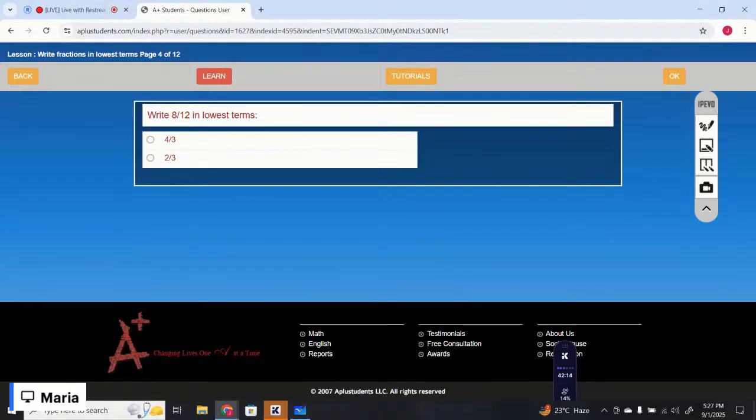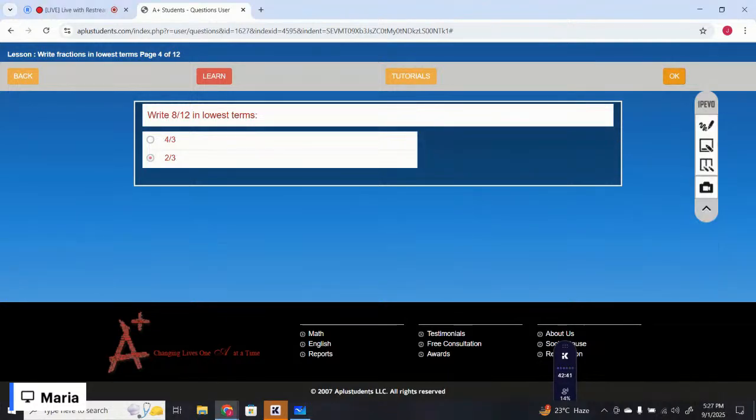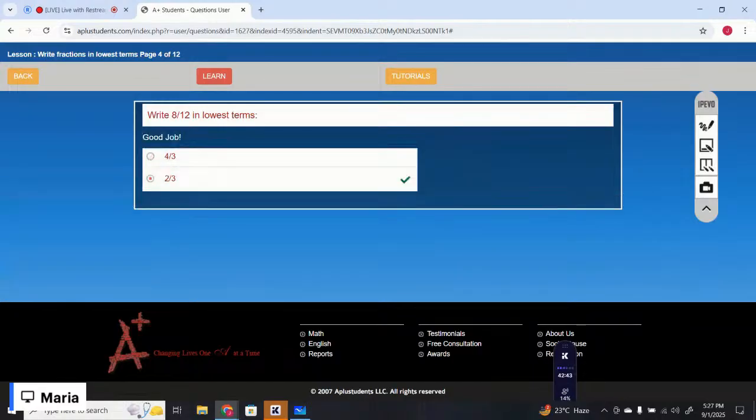That is 8 over 12. So let's just divide it by the greatest number, 4. 4 times 2 is 8, 4 times 3 is 12. That is 2 by 3, so that is the correct option.